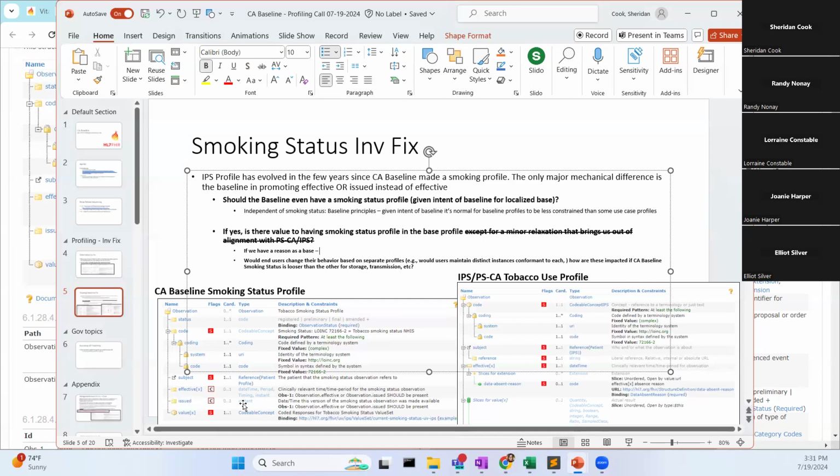Unless we had people today that were literally saying, I need to use issued. And that's why they're coming to us from our smoking status perspective and saying, in Canada, I use this and I need to use issued instead. I mean, does it make more sense that that's just in the PSCA? Does it make sense to be in the baseline? I don't know. And in terms of issued versus effective time, I don't think we've got enough information about how it would be used right now to say one way or the other.